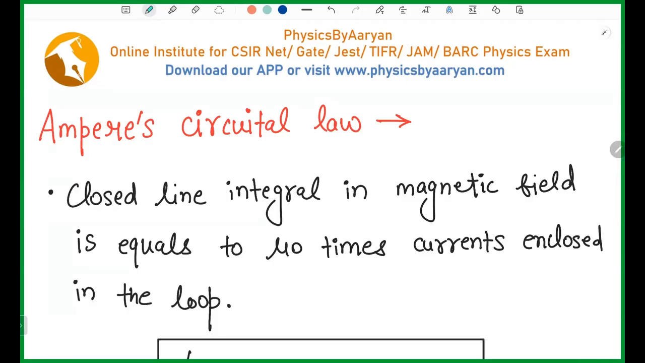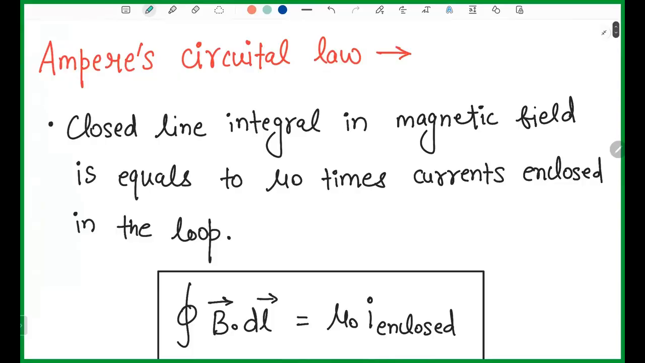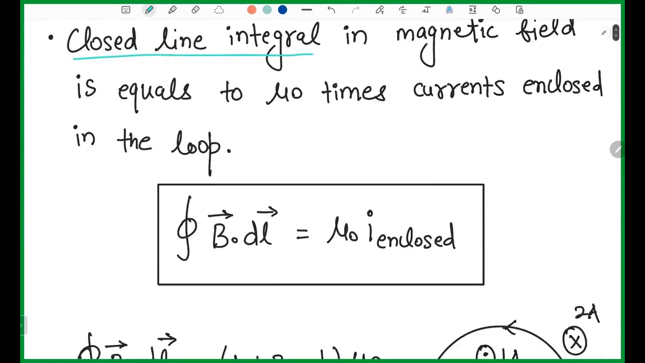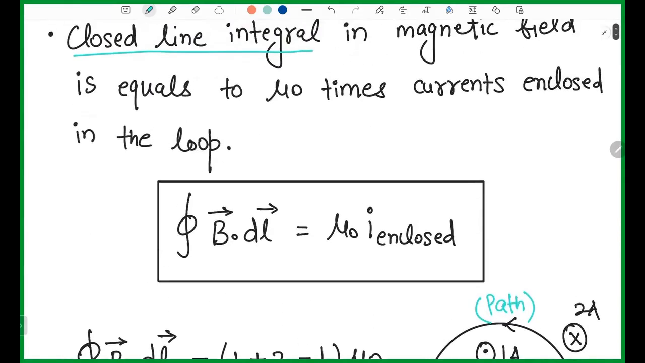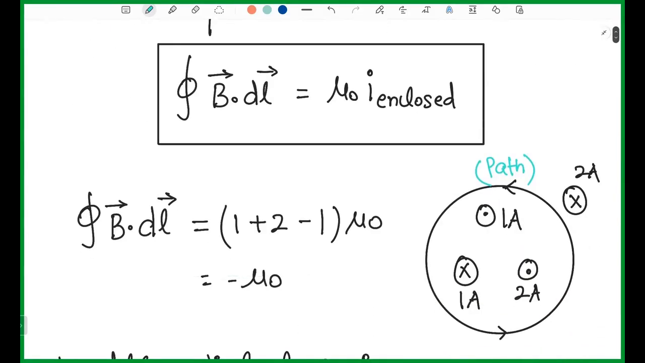So what is the statement of Ampere's circuital law? First of all, you have to take a closed line integral in the magnetic field. Let's say you have some magnetic field and you draw a closed path. You can see this is a closed circular path, a line path. Then we have B dot dl, so we are doing the line integration of the magnetic field.